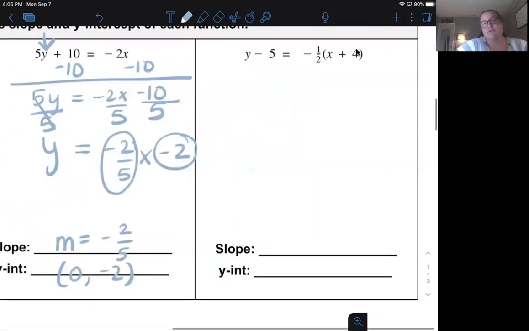Now let's do this one more time just for a little extra practice. I want you to put y minus 5 equals -1/2 times x plus 4 into slope-intercept form. So this time you need to solve for y, but you also need to simplify that right-hand side. Go ahead and give it a shot.